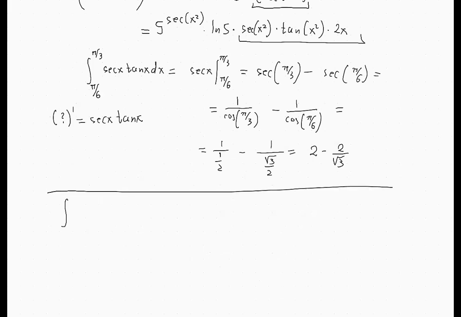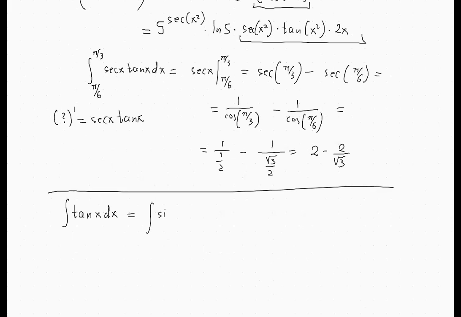This is a classical integral. So think of tangent as sine over cosine and apply substitution. So u is equal to cosine x, and du will be minus sine x dx, which means that sine x dx, which is what we have, is minus du. So what I'm saying here is that sine x dx is minus du.